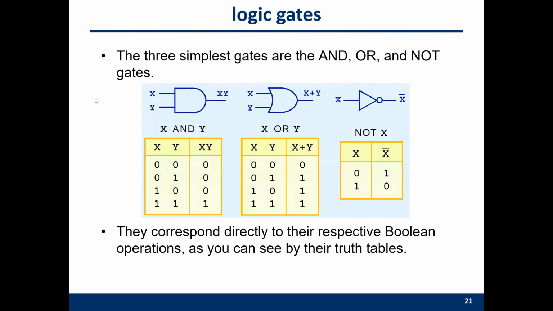And the gates here, you have an AND, OR, and a NOT gate. And each gate has multiple inputs, two inputs or one input. And it also has an output.